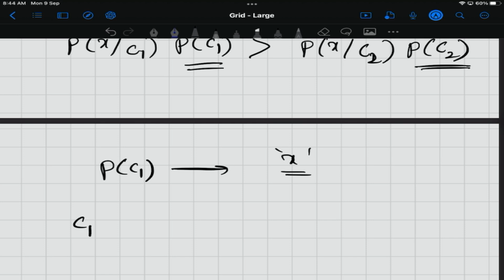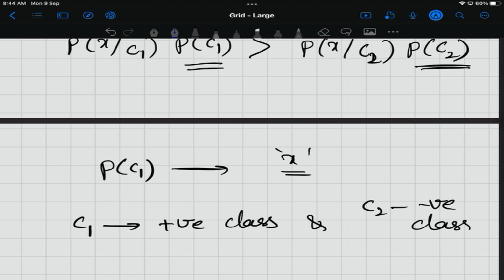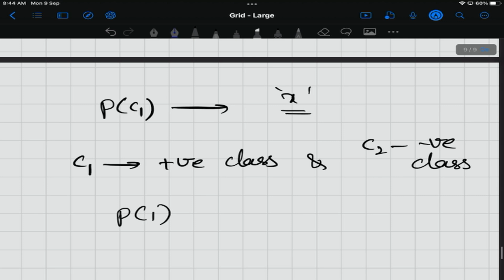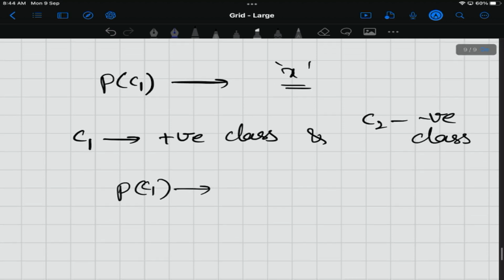See, C1 is the positive class and C2 is the negative class, negative diabetes. And P of C1 is telling you the probability of having diabetes, but it is not considering anything about your X, that particular person's X. So how can you get the information of P of C1? It is in general, irrespective of my X, you have to tell me what is the probability of that particular class, right?